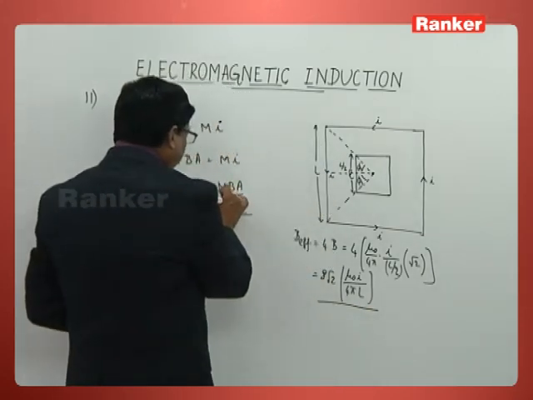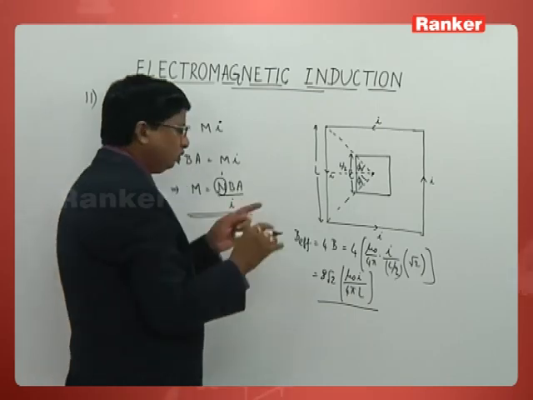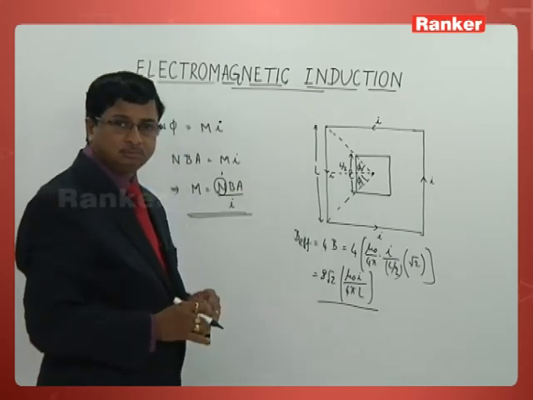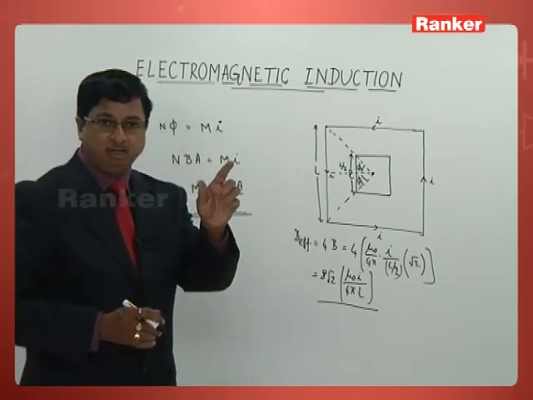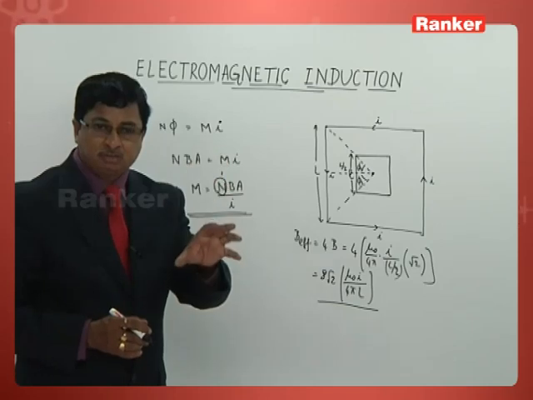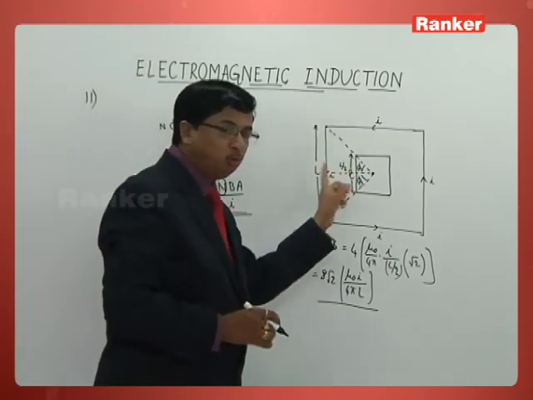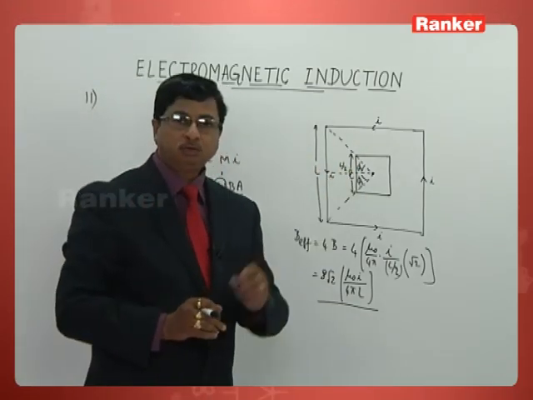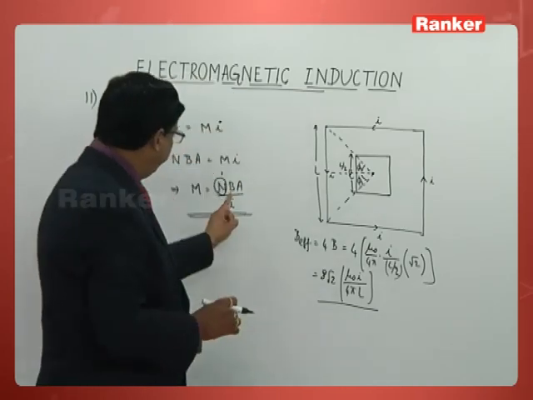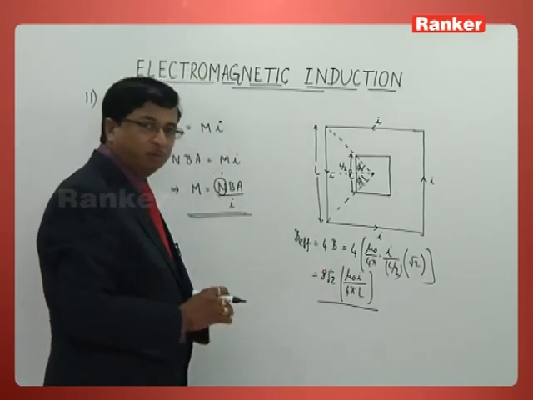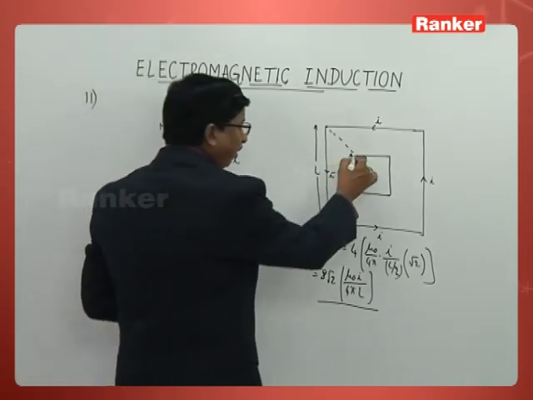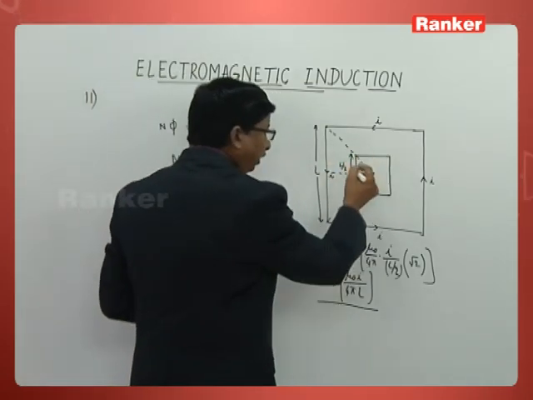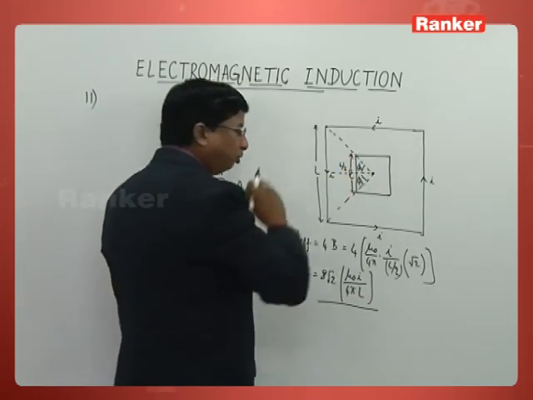And of course N is not mentioned here, that means only one loop. One should consider N as one only. He has not mentioned how many turns we have in that square loop, so N should be 1. B now should be this effective value. And what is the area? The area of this smaller loop, into which the induction is taking place.